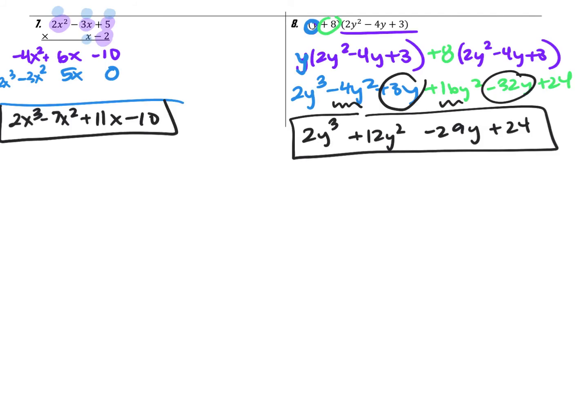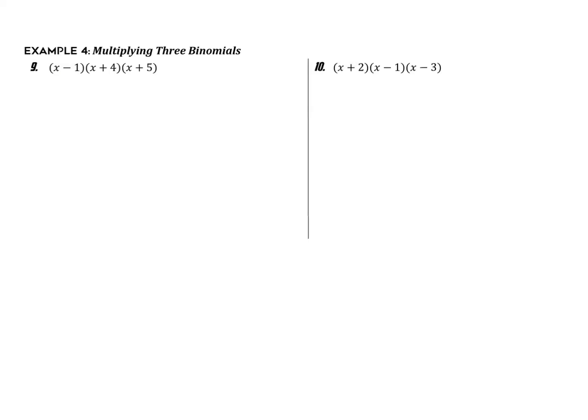So hopefully you had time to work through those examples and to combine like terms afterwards, and hopefully you're getting an idea of what works best for you. So what happens if instead of multiplying 2 things together, we're going to multiply 3 things together? Let's look at that next.